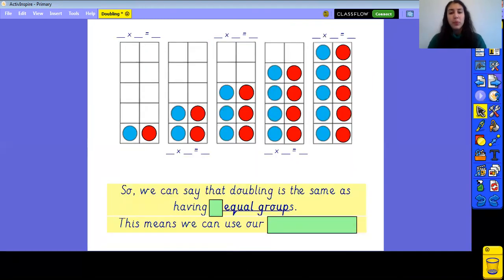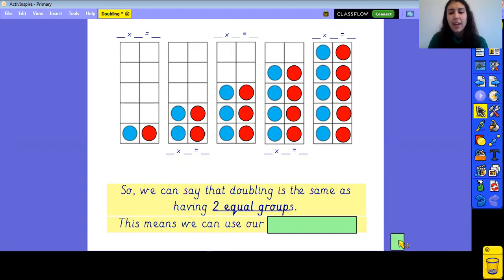So we can say that doubling is the same as having 2 equal groups. Because on this side, I've got 1. On this side, I've got 1. On this side, I've got 2. On this side, I've got 2. So when my addends are the same, I've got 2 equal groups.